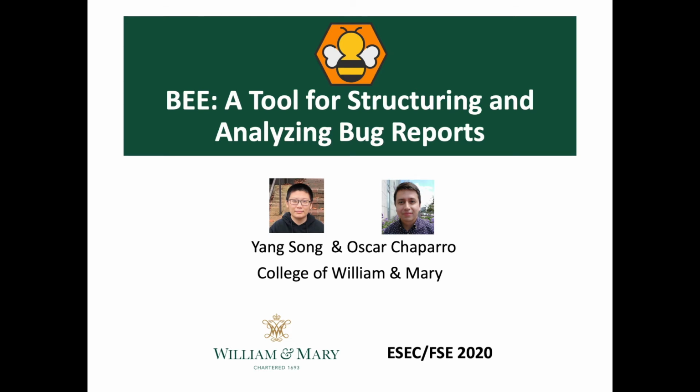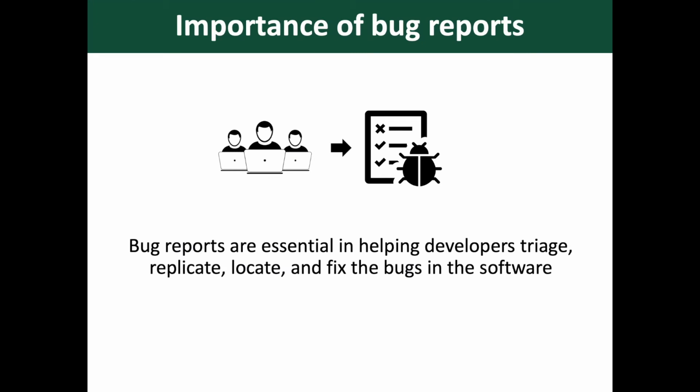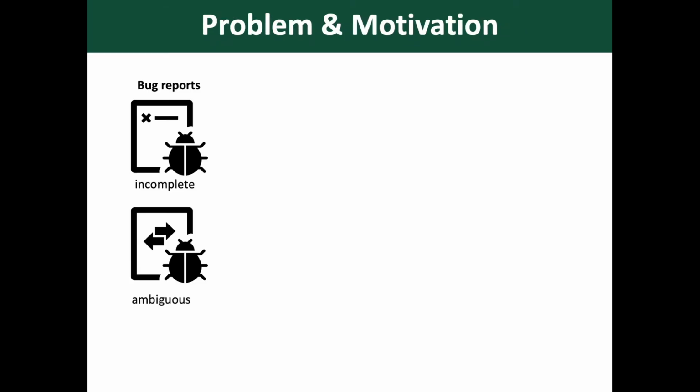In this video, I will demonstrate B, a tool for structuring and analyzing bug reports. Bug reports are essential in helping developers triage, replicate, locate, and fix the bugs in the software. A good bug report can decrease the time required in fixing a bug. However, sometimes the bug reports are not complete and clear. The consequence of this is that developers often spend too much effort triaging and fixing the problems.